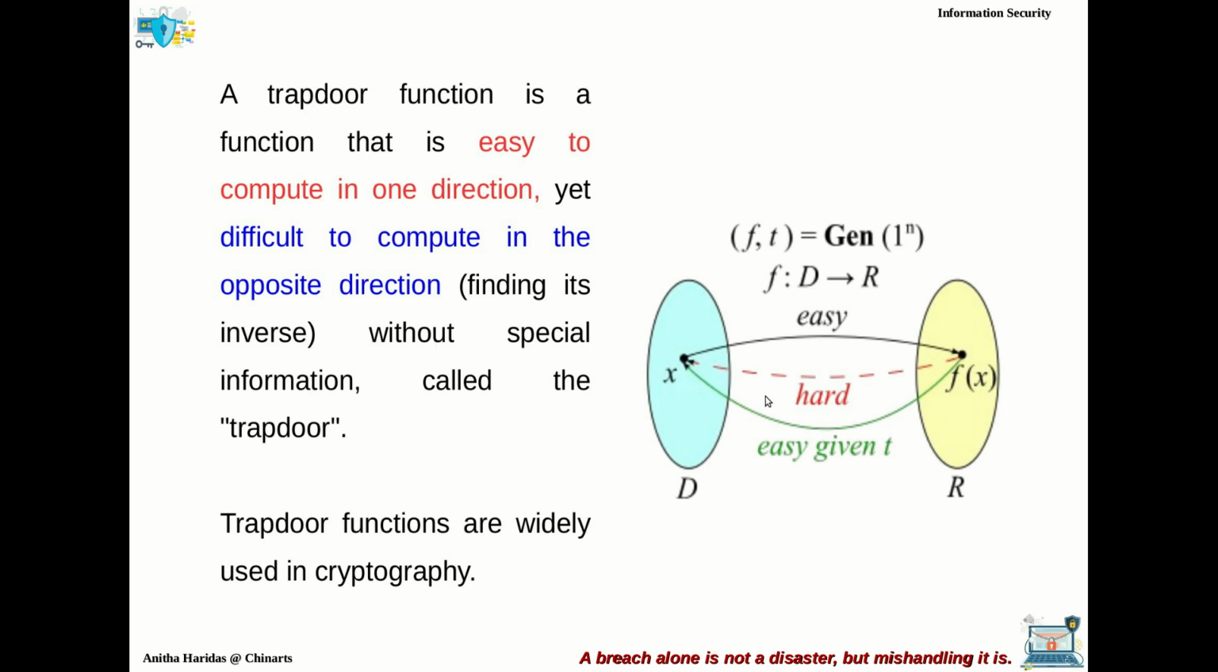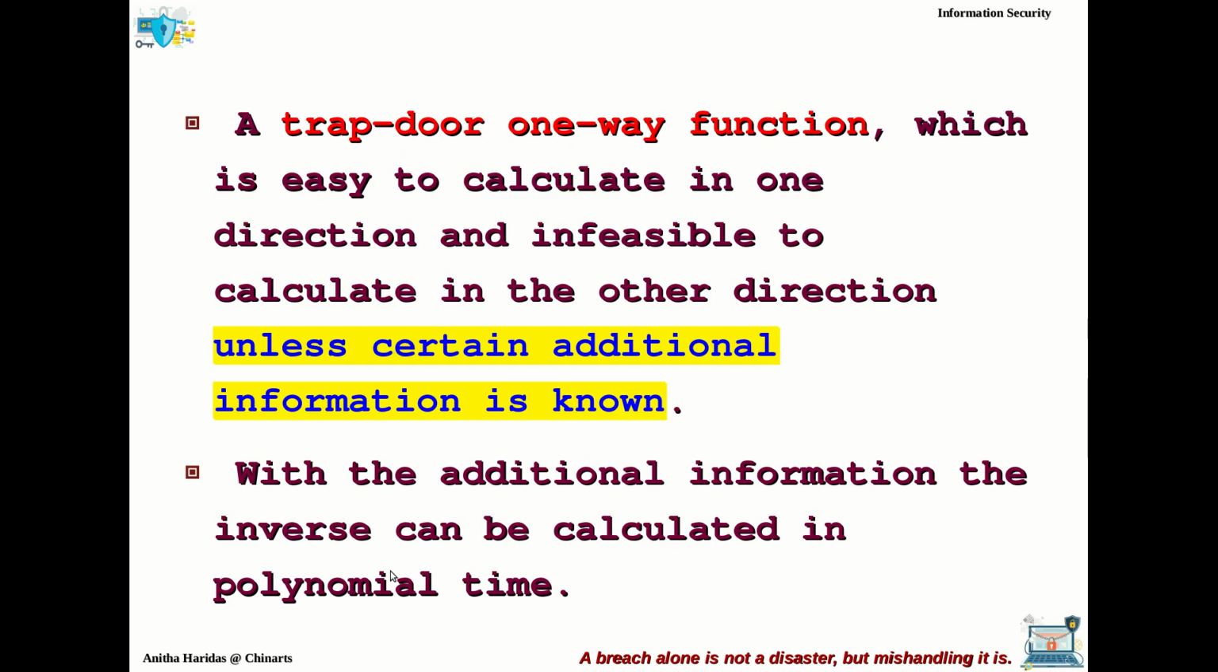But finding the inverse becomes easy if you are given a special piece of information called a trapdoor. If you get the private key, obviously you can easily decrypt the message, right? So this private key is the additional information, or what you call the trapdoor. So trapdoor functions are widely used in cryptography.